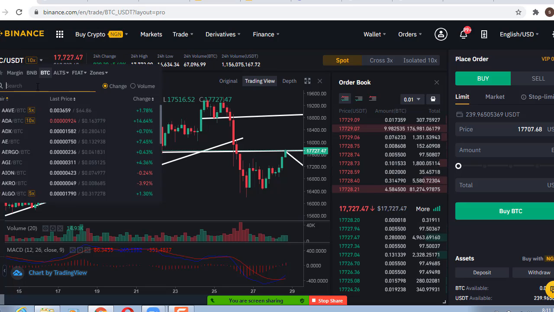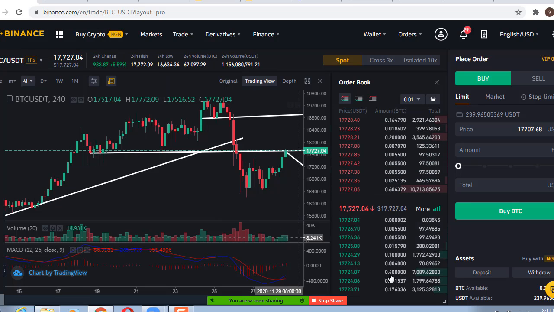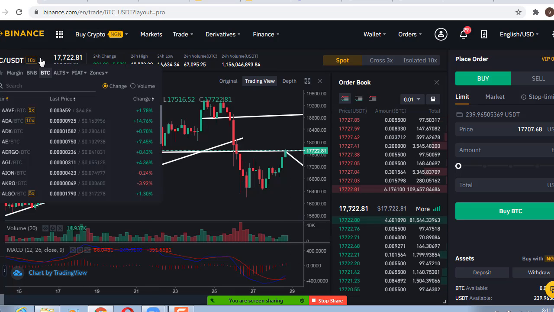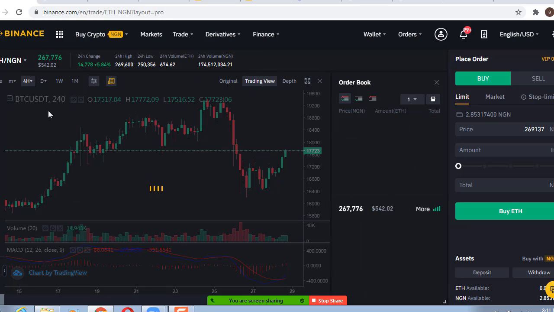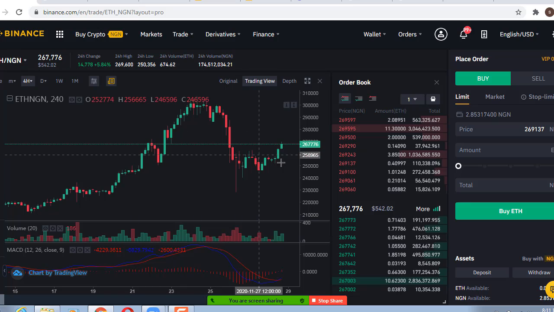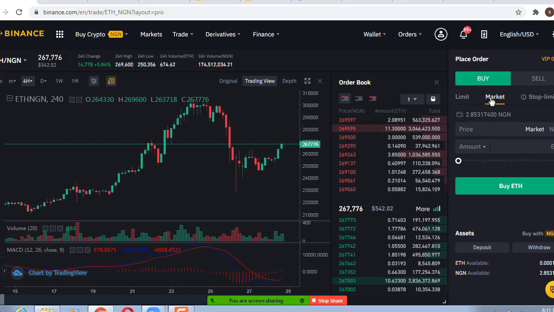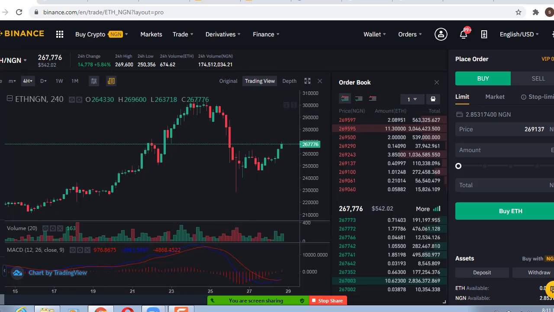Okay. Now, let's say, for example, you have Nigerian naira deposited. I deposited naira yesterday and sold it to USDT. But let's say you have Nigerian naira. What you do is first convert your Nigerian naira to BTC and then use BTC to trade Ethereum, or you convert your Nigerian naira to Ethereum. For that, you have to search for Ether NGN. You see it here, right? Once you click on the chart, it will bring up the Ether NGN chart. You can then use a limit order or market order to buy Ethereum.